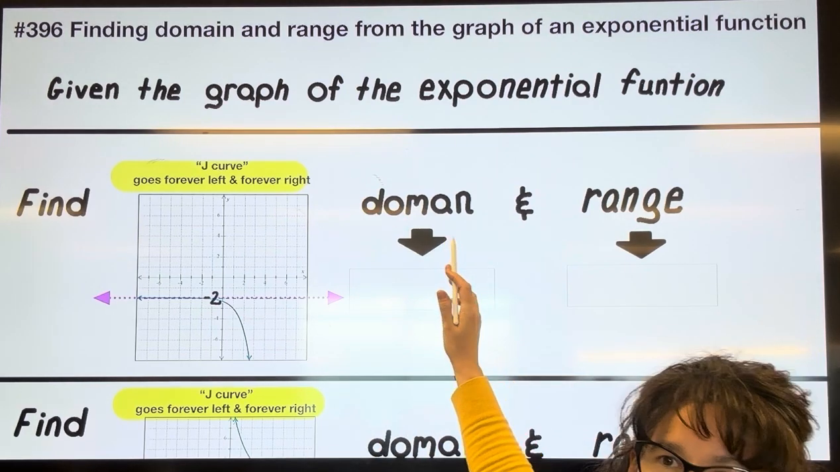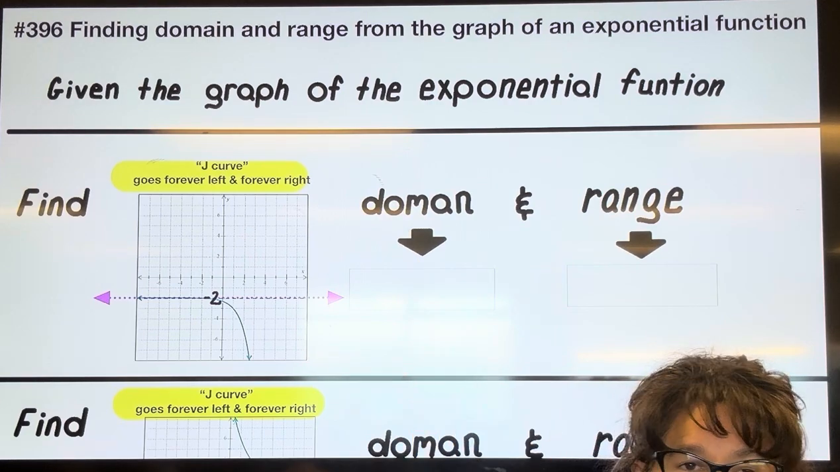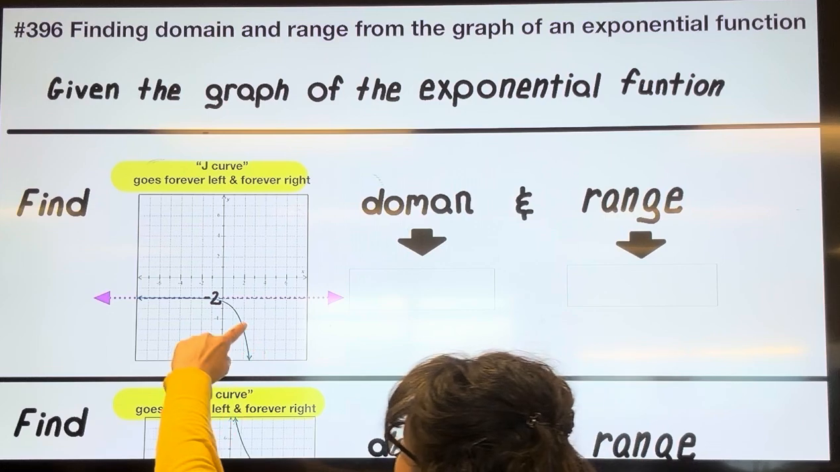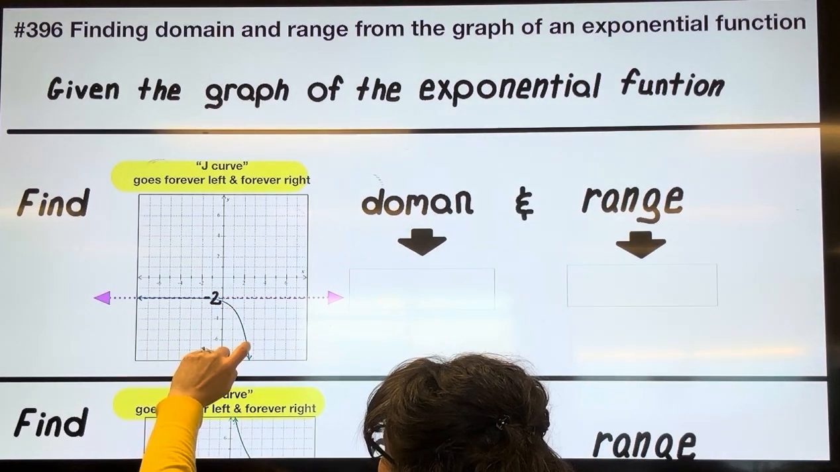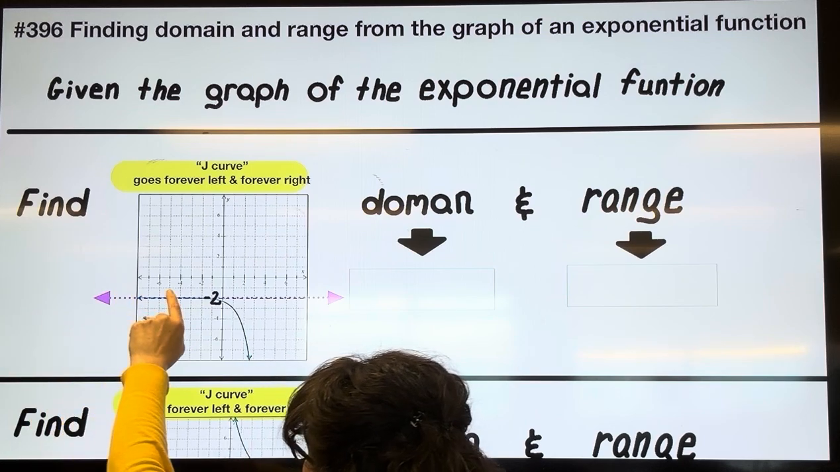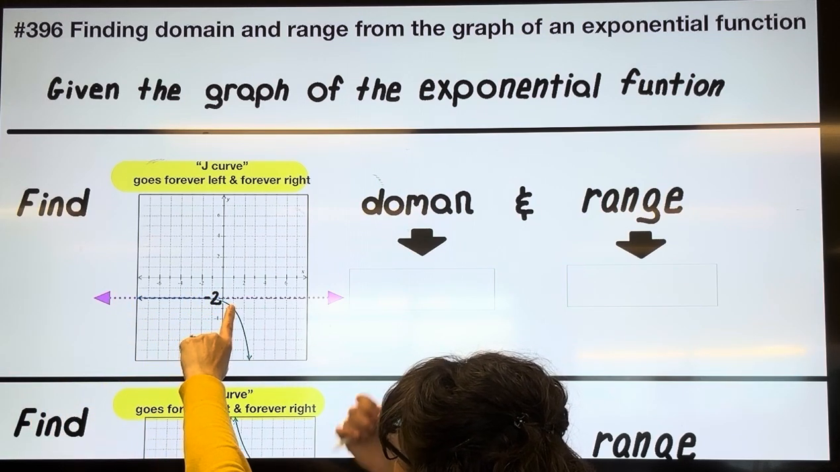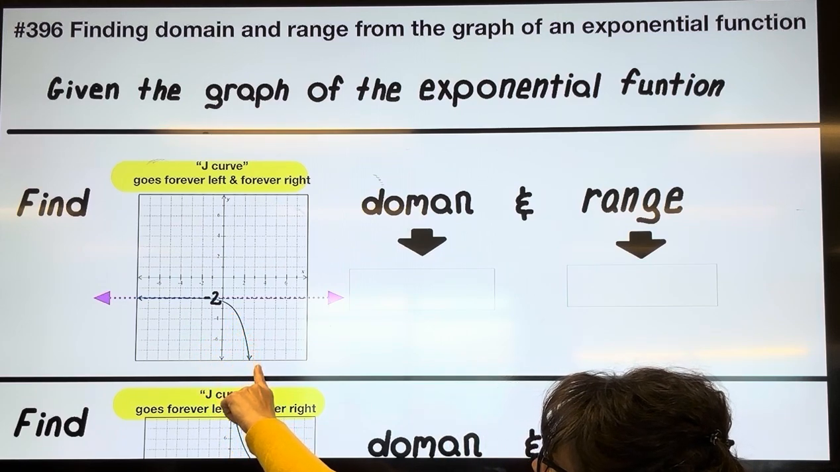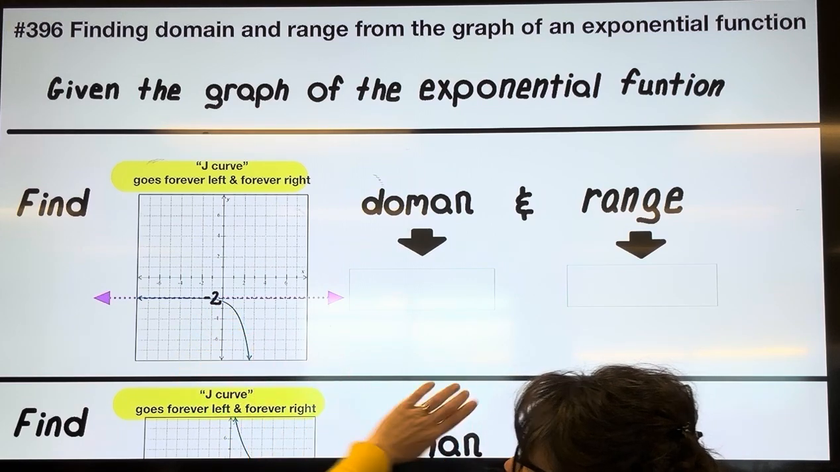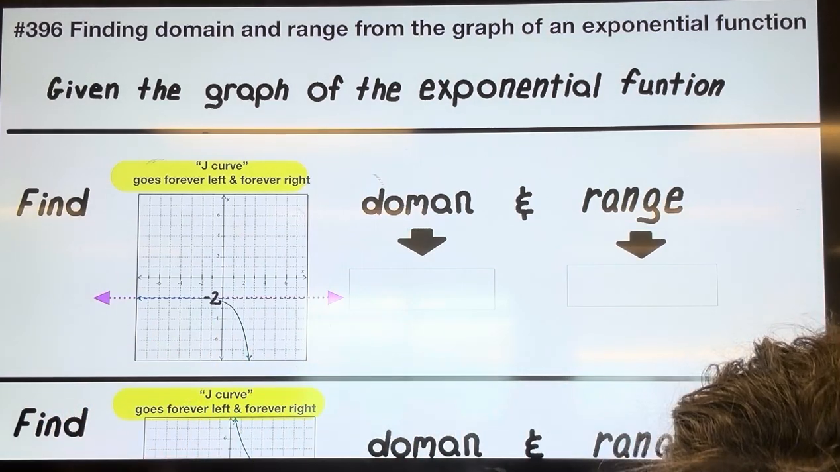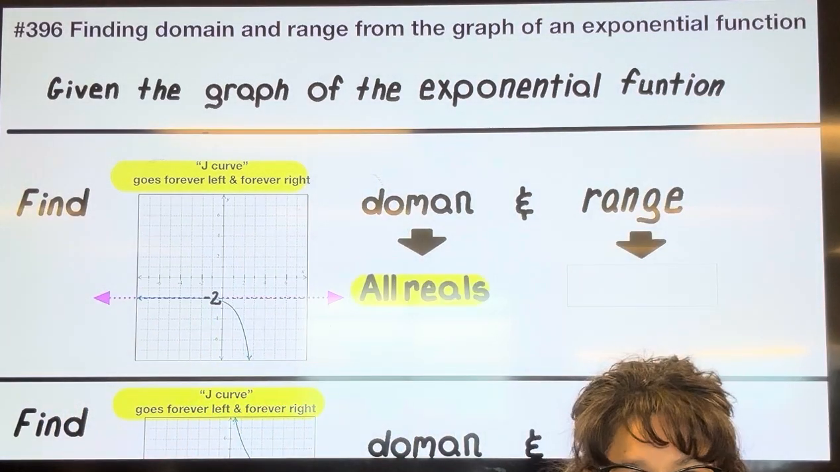Domain is about how far your graph is going to go to the left and how far it is going to go to the right. The blue one that I'm following goes forever to the left, and it looks like it's not moving to the right very far, but it is. It's going down and to the right, and it's going to go right forever. So since it goes left forever and right forever, the domain is all real numbers.